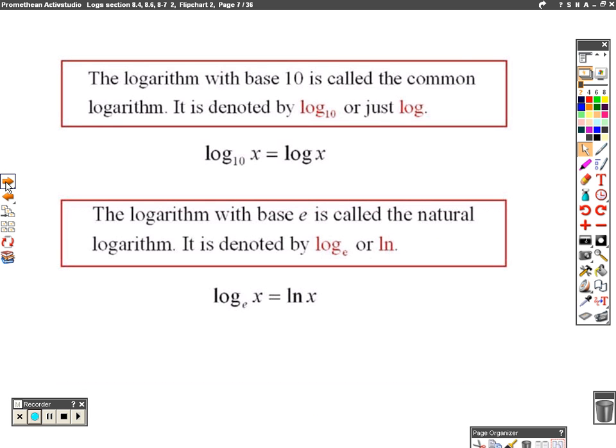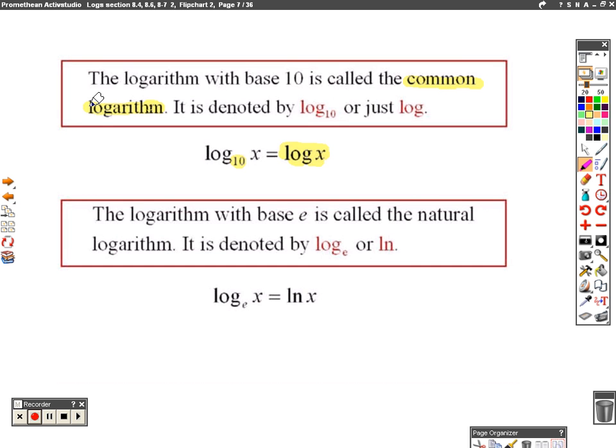So there's a couple more things we need to address, and that is the common log and the natural log. Common log is on your calculator, and natural log is also on your calculator, whereas log base 5 is not on your calculator. So common log is when you don't see any number here. It is implied that it's a 10. So if you don't see a number like on your calculator, the base is 10, so it's log base 10. So the log with base 10 is called the common log, and is denoted by just log of x.